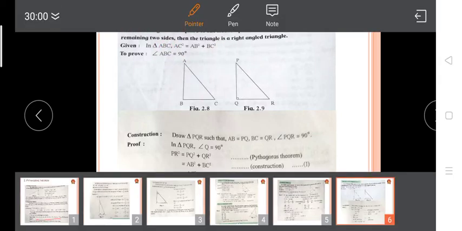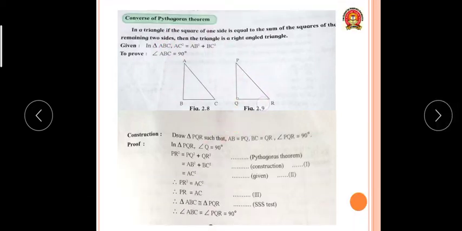This means if this statement is given, we can say that the angle is 90 degrees. If the angle is 90 degrees, then you can write the Pythagoras theorem, and vice versa. Remember this. All these theorems you have to note down in your notebook.